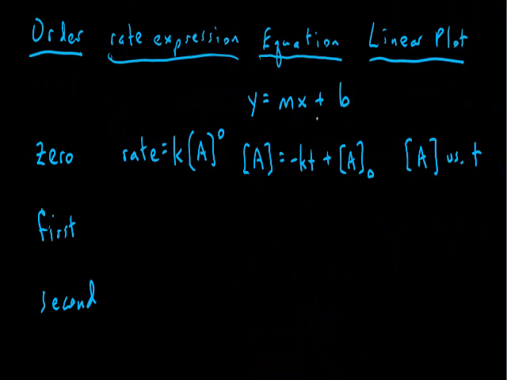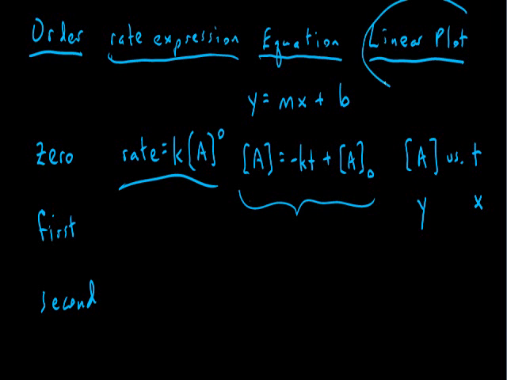Here's how the graphical analysis would work to allow us to determine the order of a reaction. We have our rate expression, in this case for zero order: rate equals k[A] raised to the 0 power. We have our equation, which we match up with y equals mx plus b. Now, if we make a plot where our y-axis is the concentration of A and our x-axis is t, if this comes out to be linear, that would tell us that the order of the reaction with respect to chemical A is 0 order.